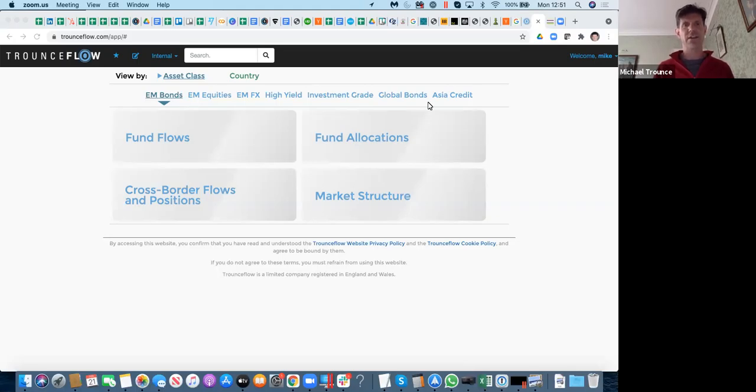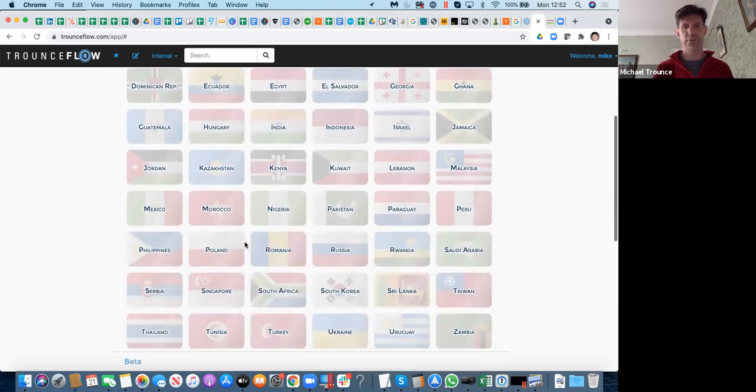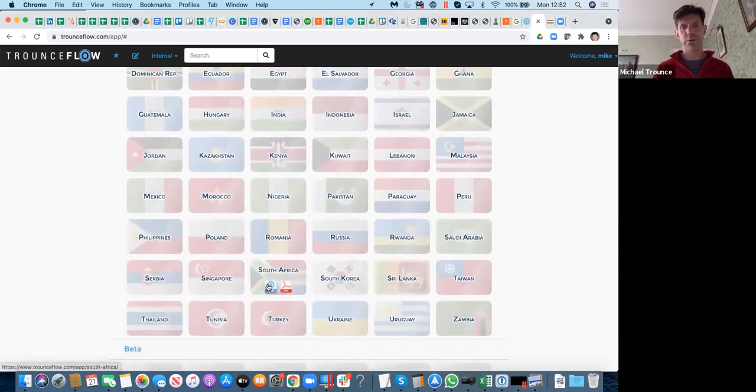Hi guys. A classic problem we're trying to help you with is knowing what positioning looks like in a market. Let's say the South African local rates market. This is how I suggest you do it. I recommend you go to the country you're interested in on the Trounceflow app. For example, South Africa.